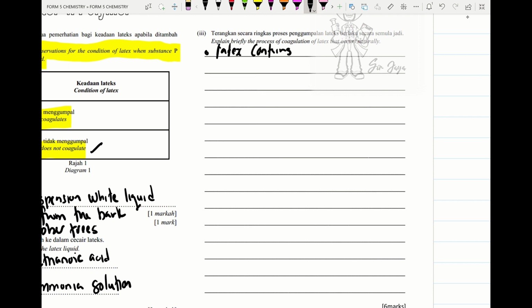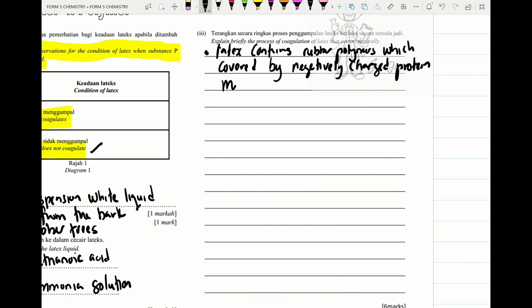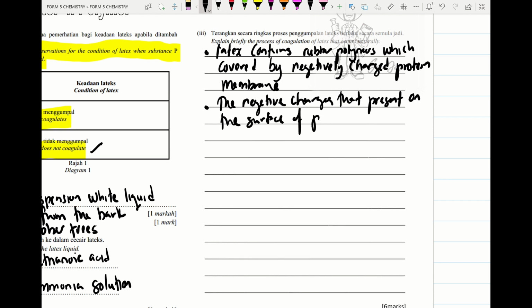Latex contains rubber polymers which are covered by a negatively charged protein membrane. All right, so we go for the second point: the negative charges that are present on the surface of the protein membrane cause the rubber particles to repel each other.